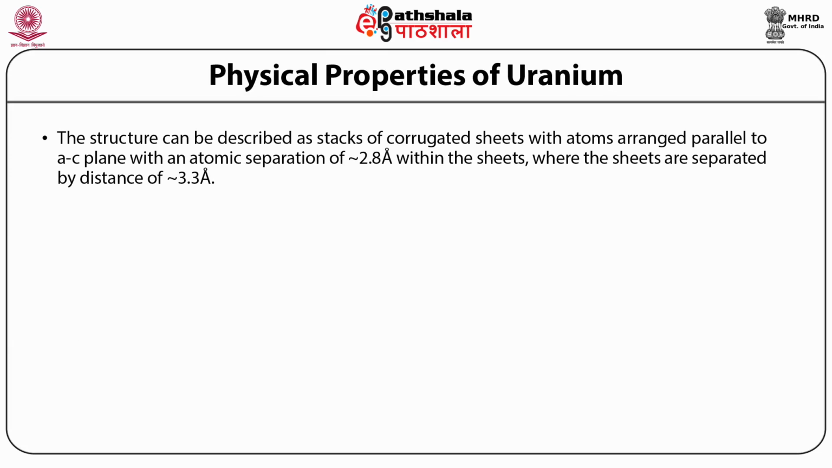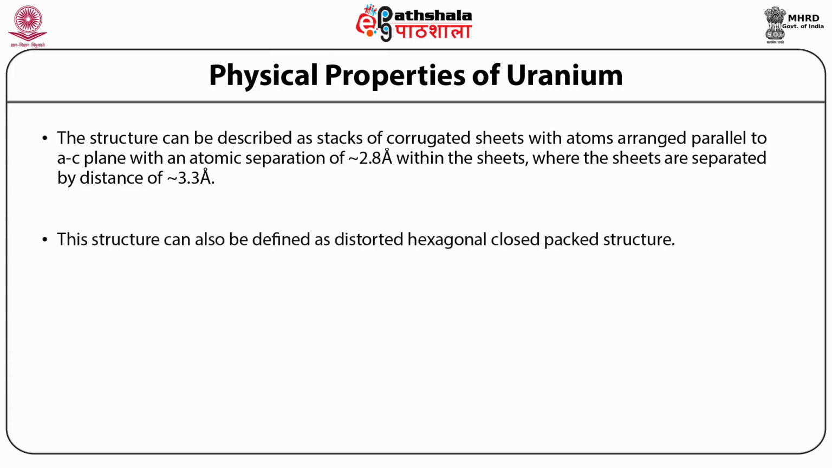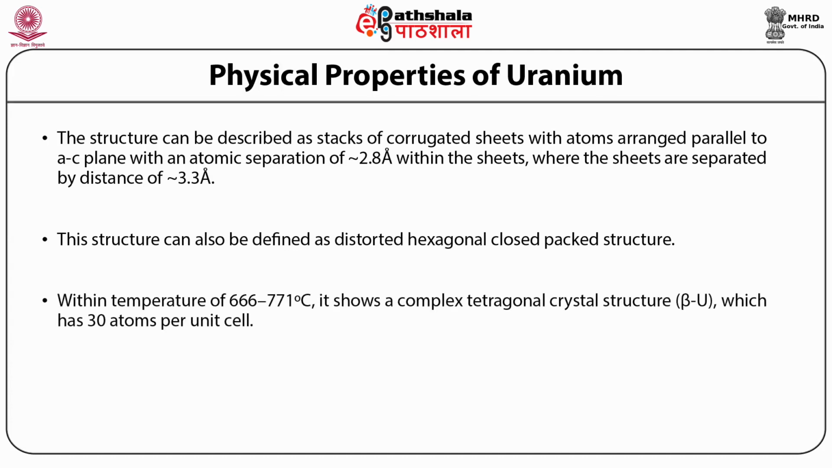The structure can be described as stacks of corrugated sheets with atoms arranged parallel to the AC plane with an atomic separation of around 2.8 Angstrom within the sheets, where the sheets are separated by a distance of around 3.3 Angstrom. This structure can be defined as a distorted hexagonal close-packed structure.